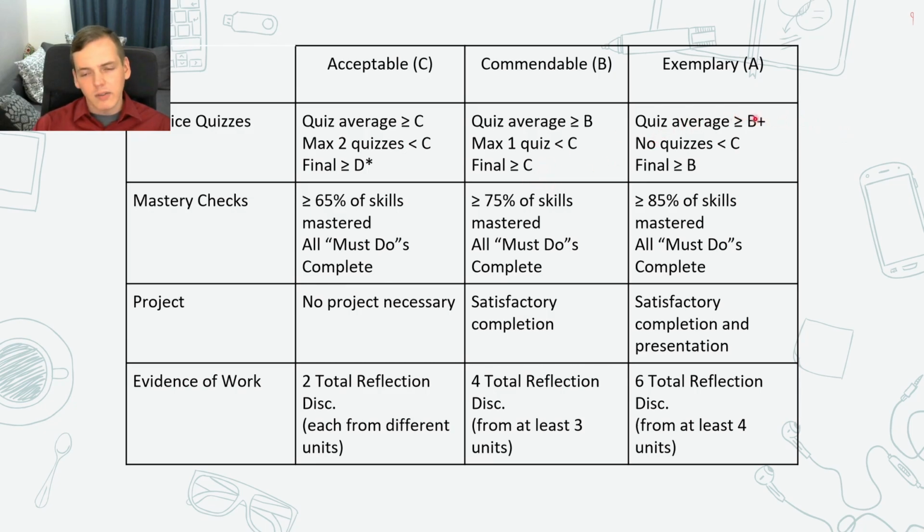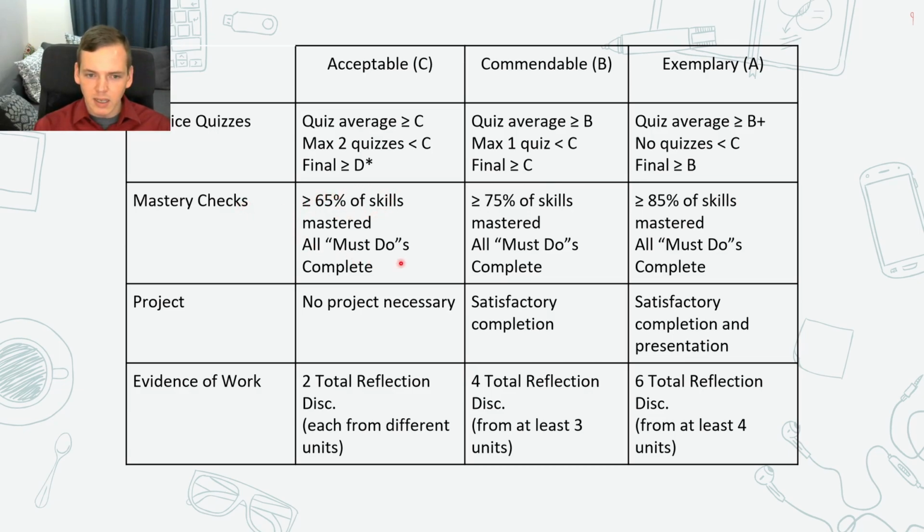And then for an A, at this point, it should kind of make sense. Similar pattern, at least a B+ average on the quizzes, so there's a little wiggle room there. But I don't want to see any quizzes below a C, and then the final should be a B or higher. With these quizzes, we'll talk more about them in class. There are opportunities for retakes, there are opportunities to revisit them, but this gives you an idea of what to expect.